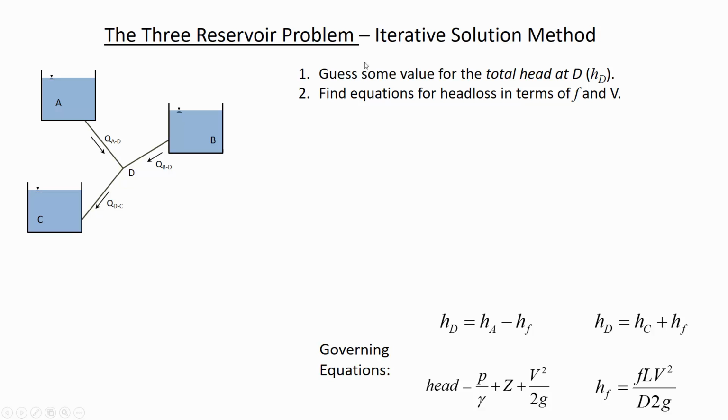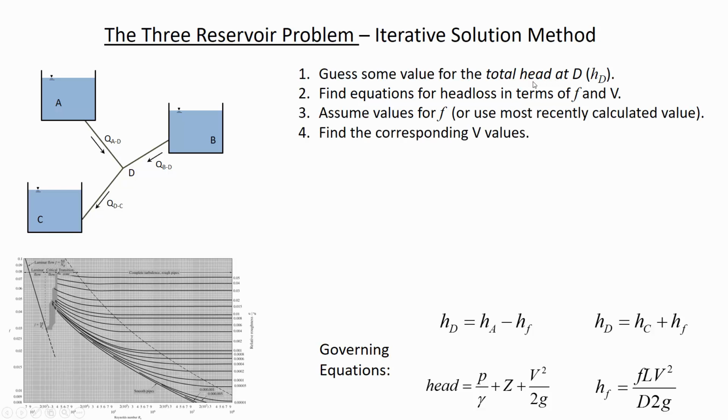Okay, next we're going to find equations for head loss in terms of F and V. So we're going to rearrange the Darcy-Weisbach equation and find out how much head loss we have in each of the pipes based on this guess.